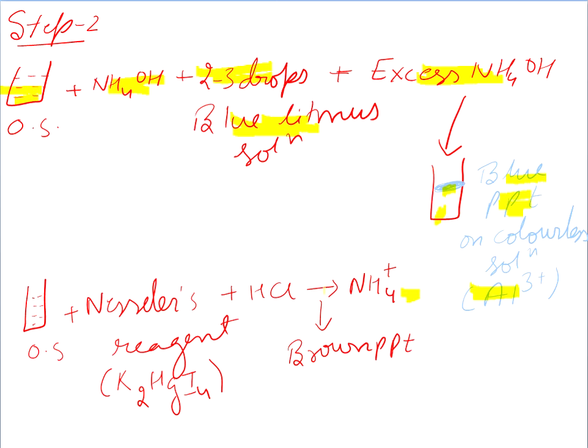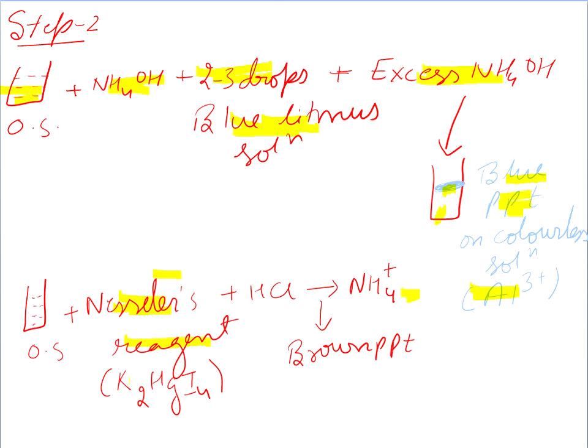And the next is, if anything is not there, then you can test for zero group also. First you have to take the OS, then the Nessler reagent. What do you mean by Nessler reagent? It can be asked in the viva.